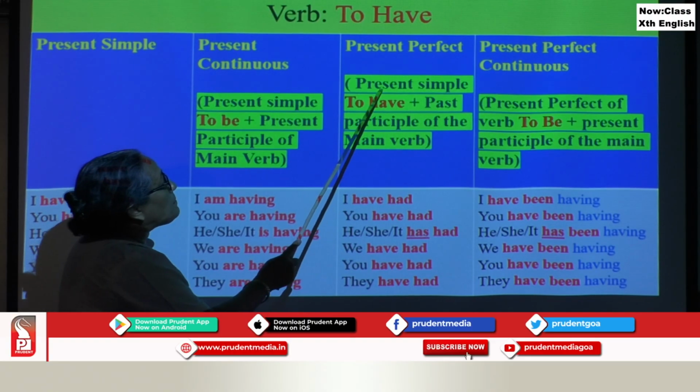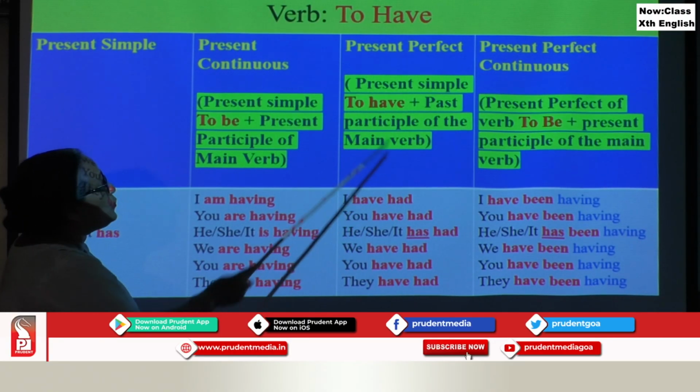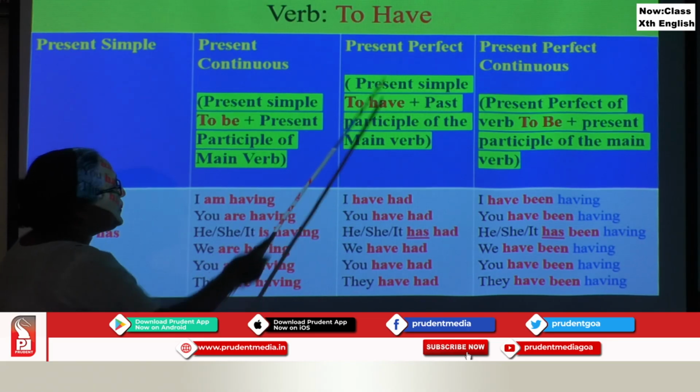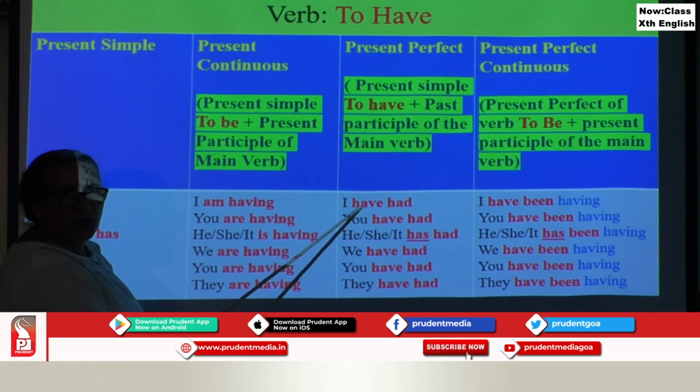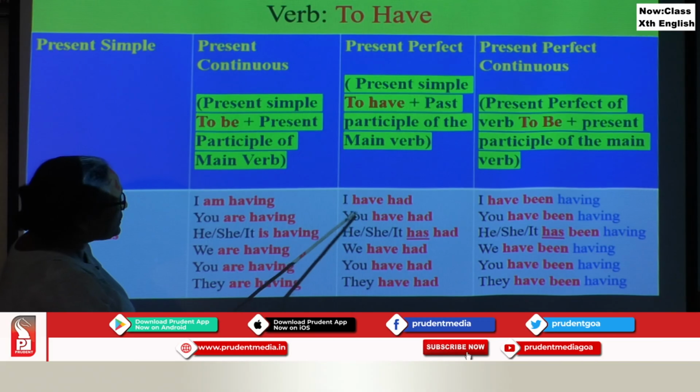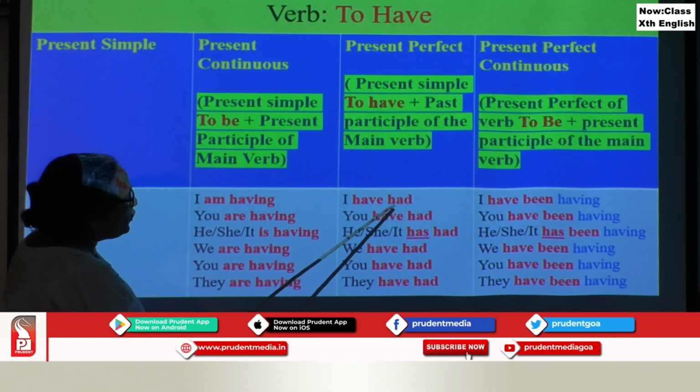Present perfect, present simple of the verb to have. The word perfect tells you that you must use verb to have plus the past participle. I have, past participle of have is had.